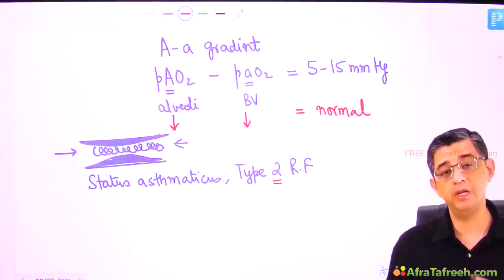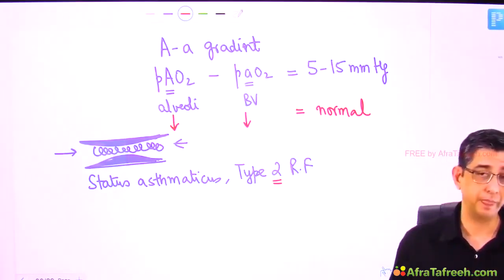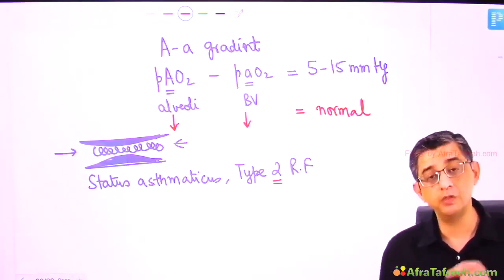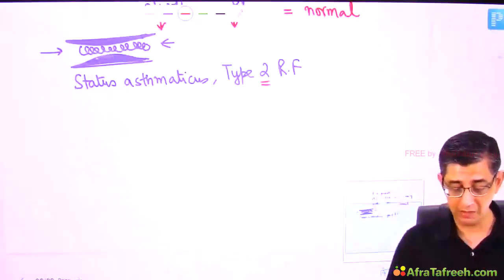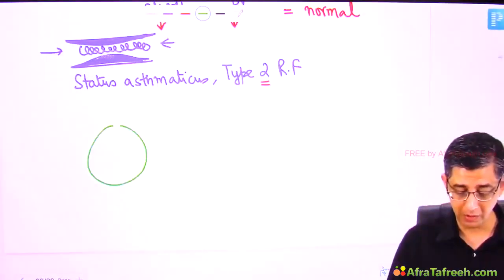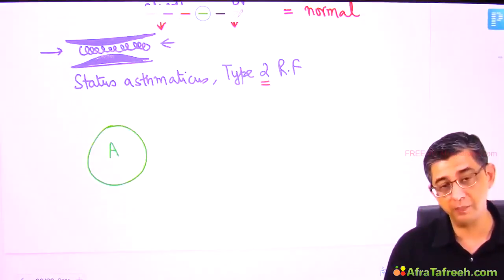Whereas if you take up any example of type 1 respiratory failure, in those circumstances, only the P small a O2 value will be reduced. And in fact, I can give you an example here as well. Let us assume this to be the representation. Capital A involves the alveoli.